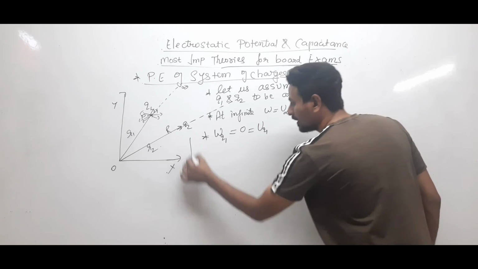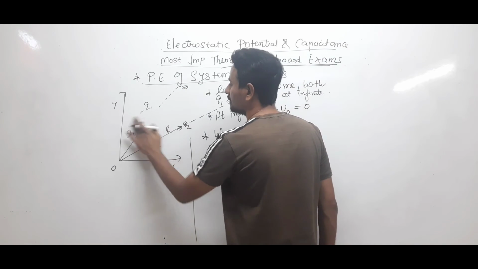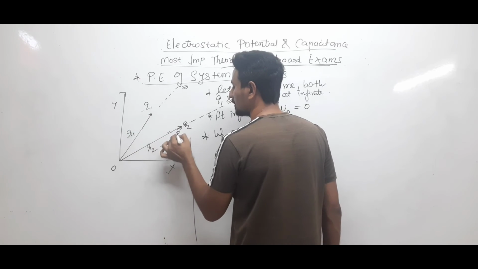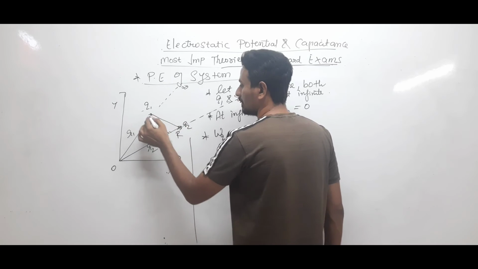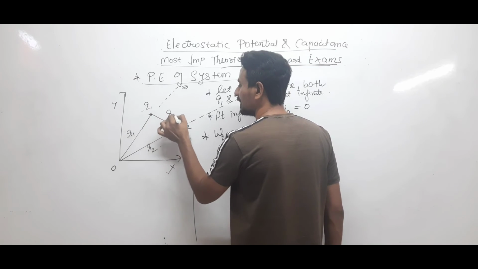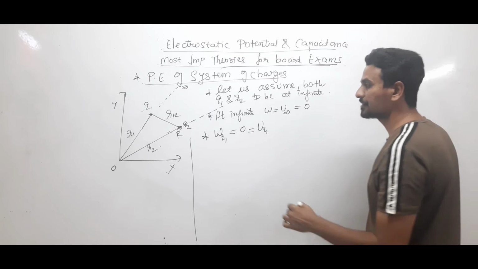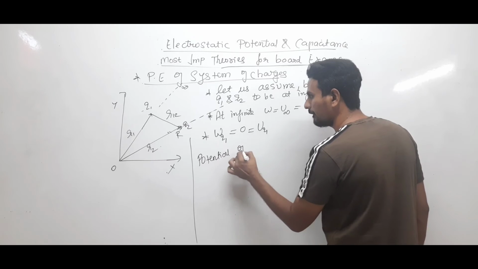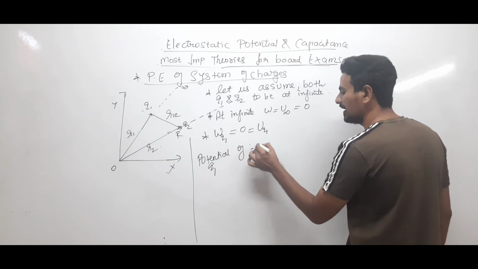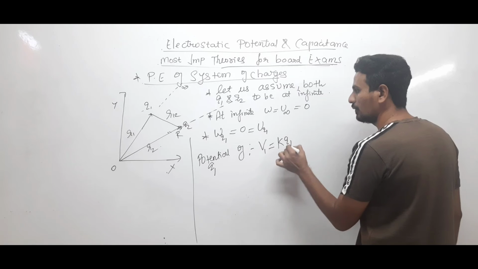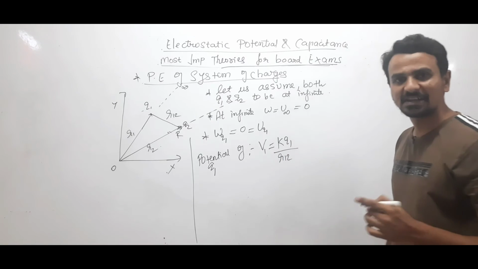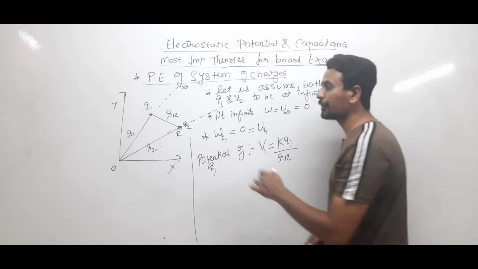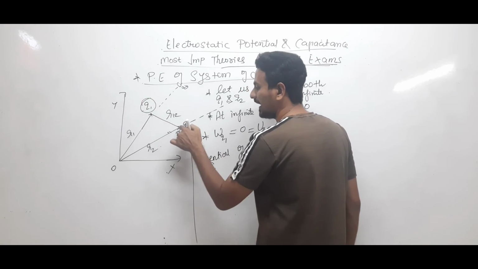Clear? Now, what is the potential of charge Q1? Let this distance be R12. So the potential of Q1 will be kQ1 by R12. Potential due to a point charge is kq by r. So this is the potential which is being produced by this charge Q1 at point R.